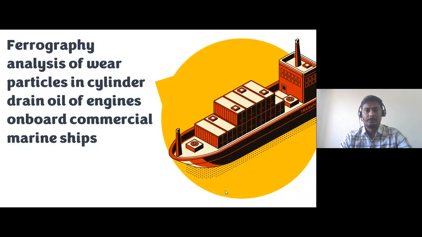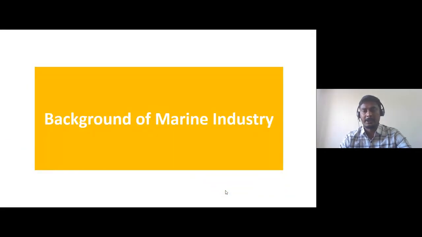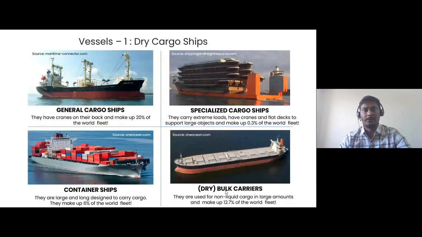First I will introduce the background of the marine industry and how many ships are floating in the sea. There are many different types of ships: some are container ships, some are crude oil, some are bulk carriers. I can show you the background of marine industries and how it looks.